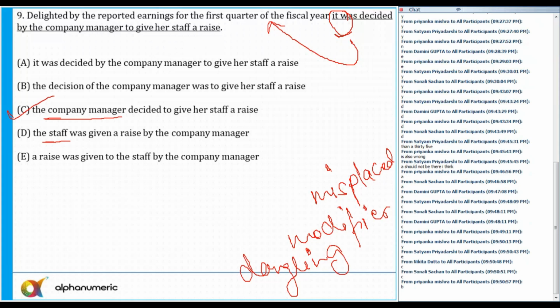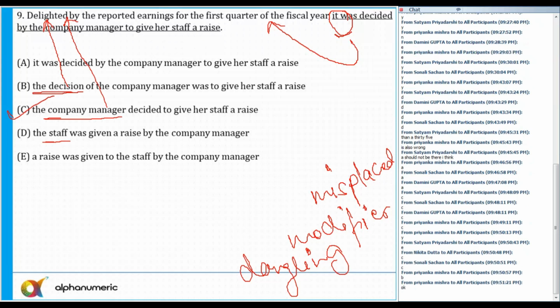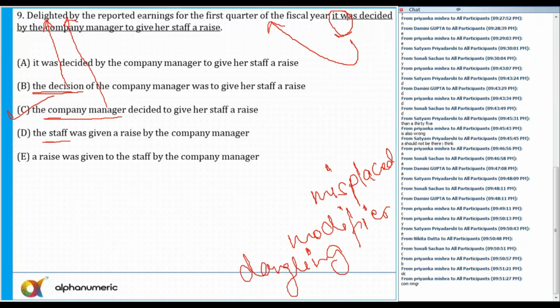No, not B. Was the decision delighted, or was the company manager delighted? It is the company manager who must be delighted, isn't it? How can the decision be delighted? Ask yourself, who was delighted by the earnings for the first quarter of the fiscal year? That person has to be mentioned. So who is delighted? The company manager. Exactly. That is why C is the answer for question number 9.